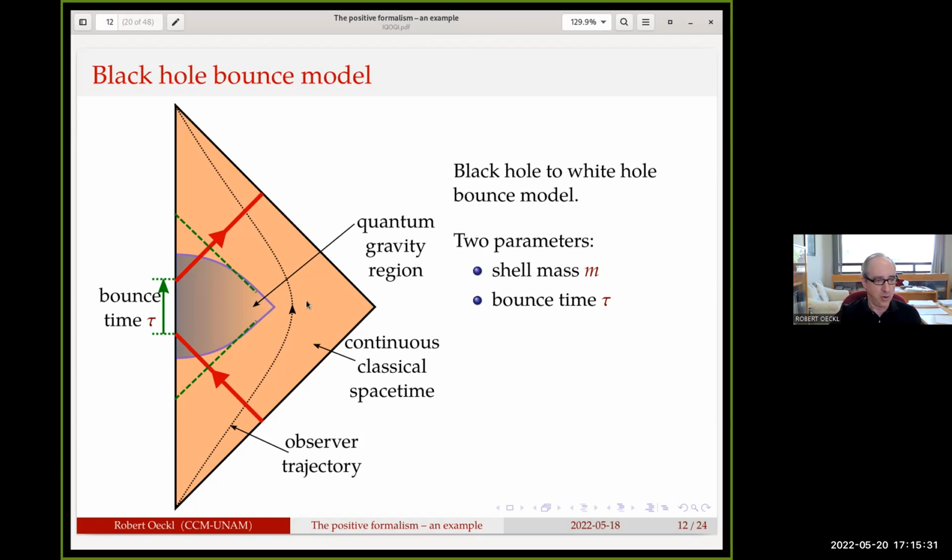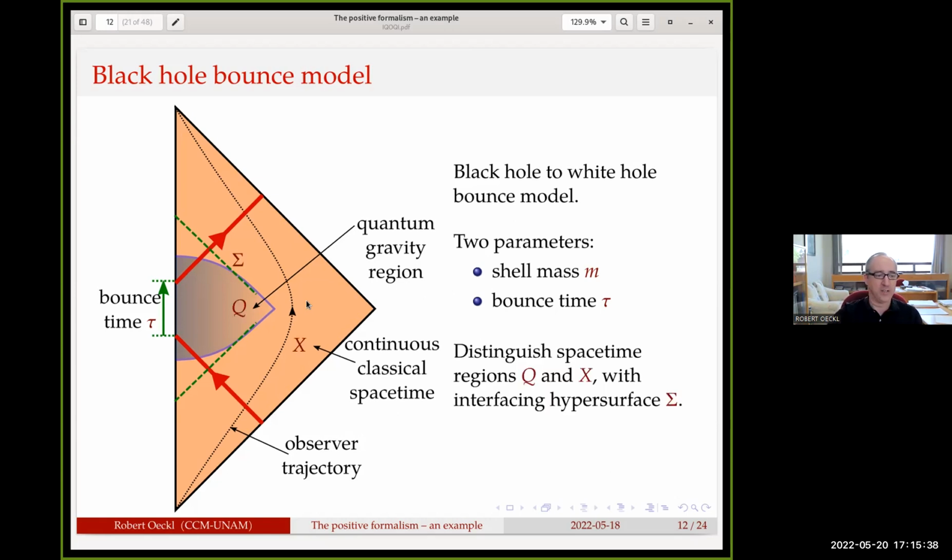Okay, so how does the positive formalism approach this? We have two regions of spacetime: the exterior, which is well described by classical GR, X, and the interior, which you would think, okay, there I need a quantum theory of gravity to describe this. This is Q, and sigma is a hypersurface I put here, which is the interface between these two regions, between X and Q.